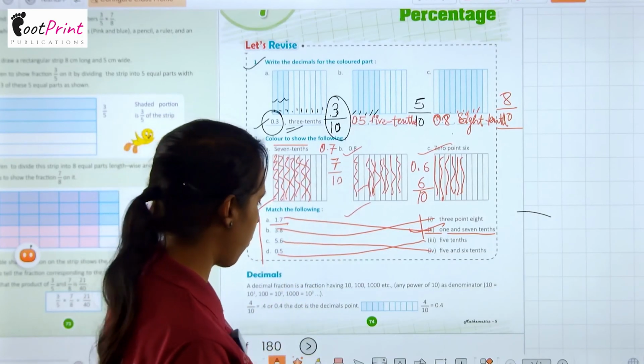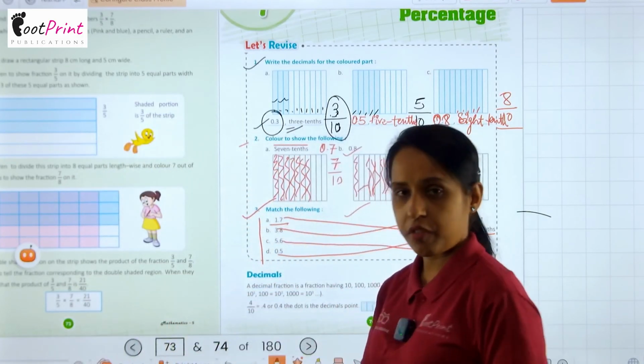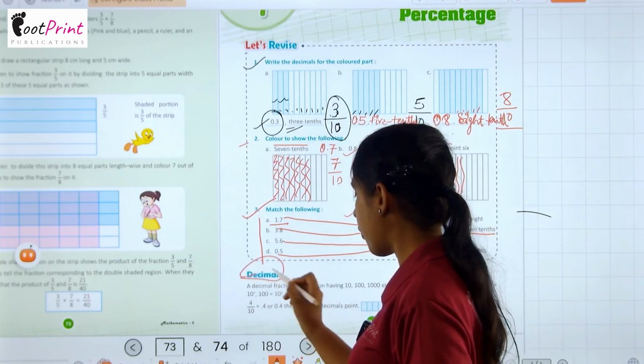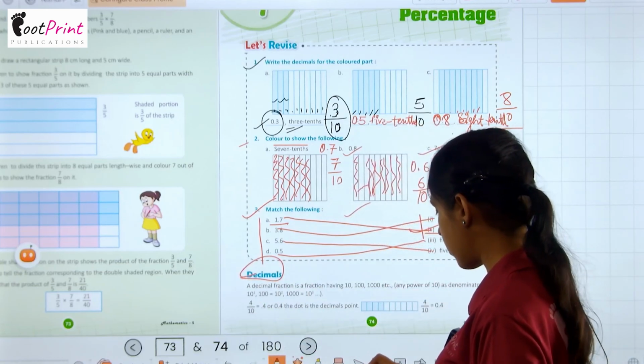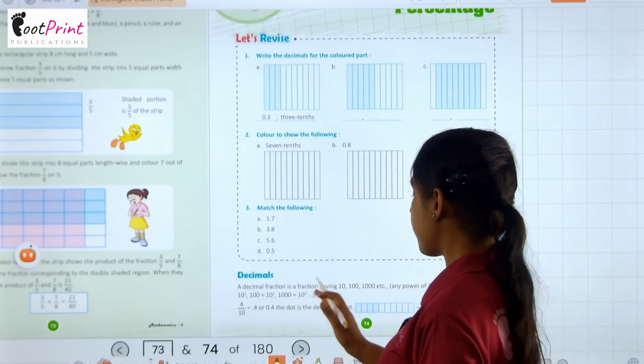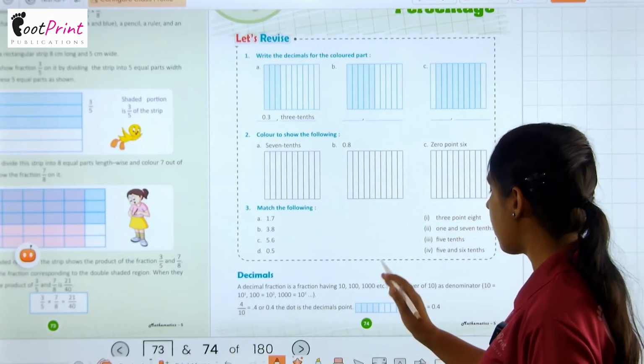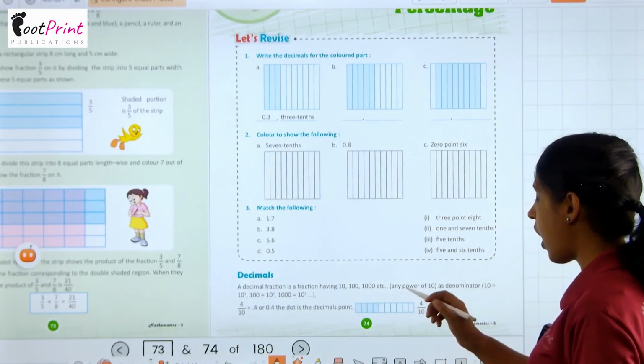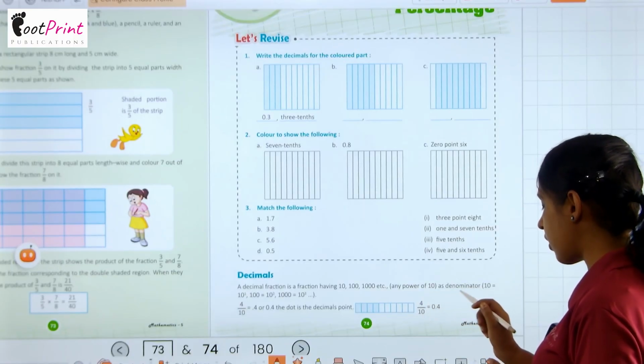Now we will move to the topic. Here we will learn decimals. So what are decimals? Just learn about it. A decimal fraction is a fraction having 10, 100, 1000, etc., any power of 10, as denominator.